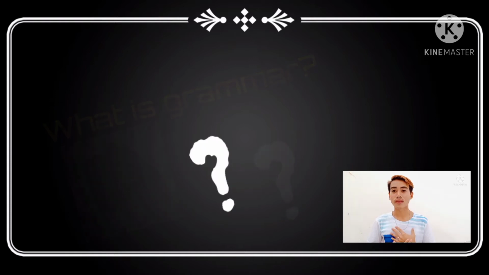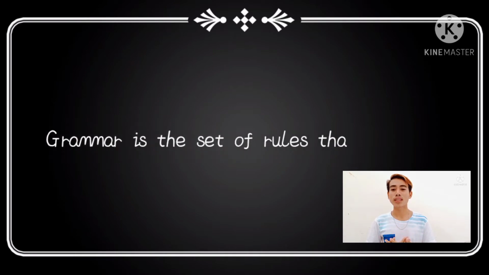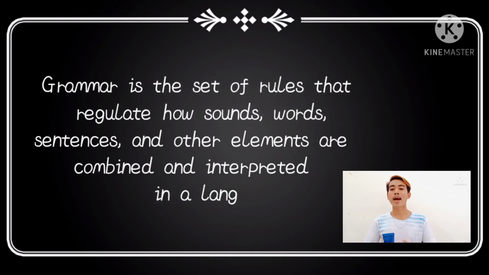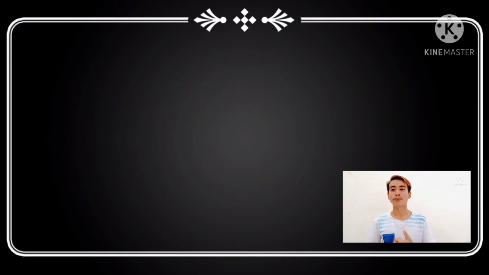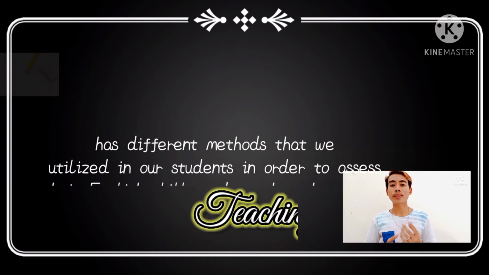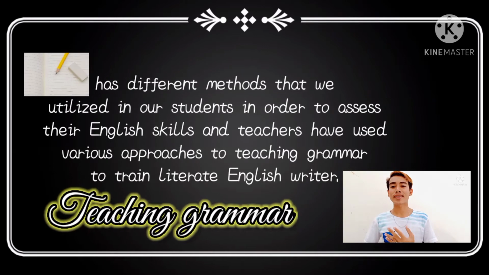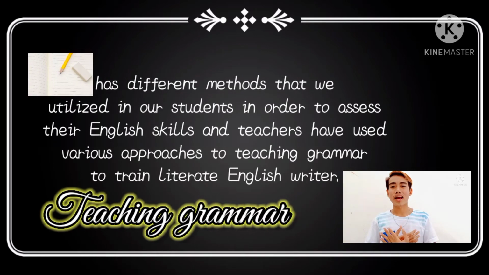Am I right? Okay, so if we talk about grammar, it is the set of rules that regulate how sounds, words, sentences, and other elements are combined and interpreted in a language. So that is grammar. Teaching grammar has different methods that we utilize with our students in order to assess their English skills. And teachers have used various approaches to teaching grammar to train literate English writers.